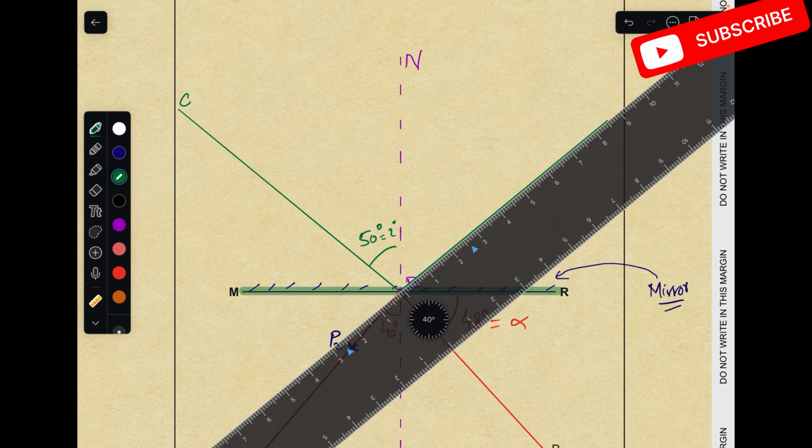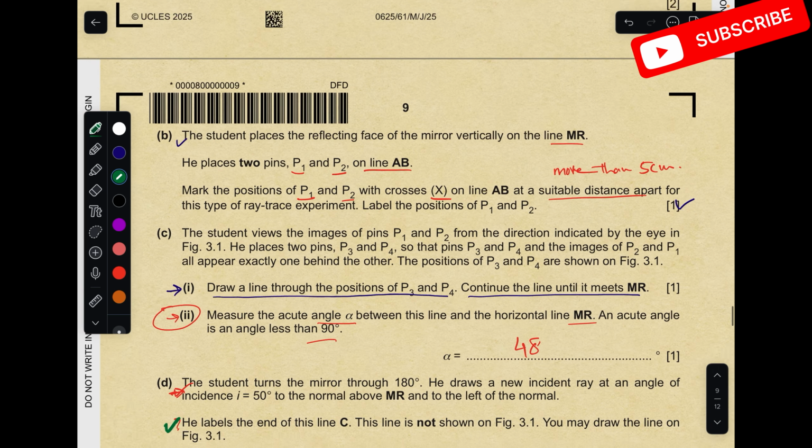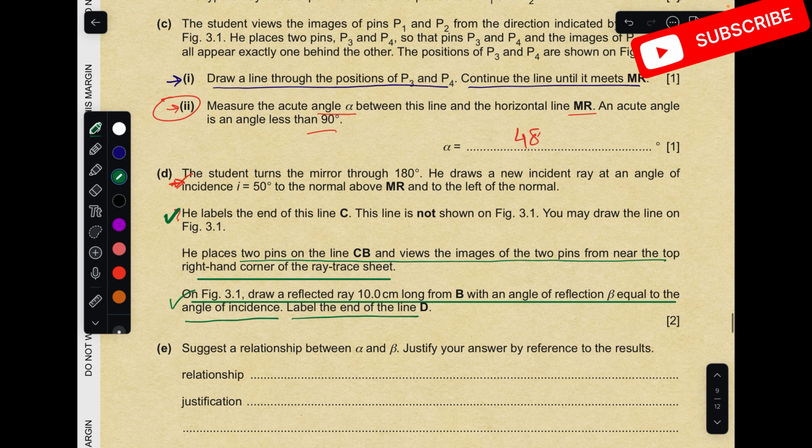So this point is 0, this is this, and there you go. Okay, it should be a straight line. So this is the incident ray, this is the reflected ray, and this is angle beta, this is also 50 degrees. And you have to call this end D, that they have told us. Okay, so we are done with this part as well. This is for the 2 marks.